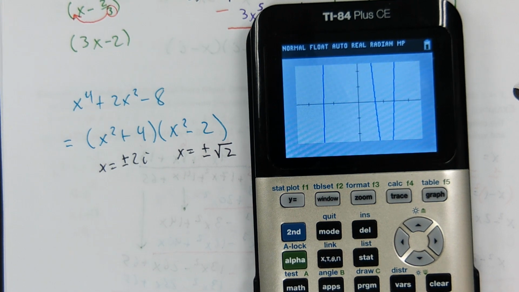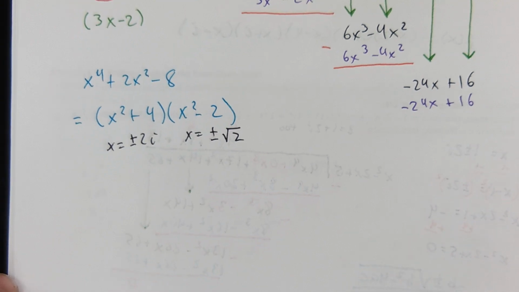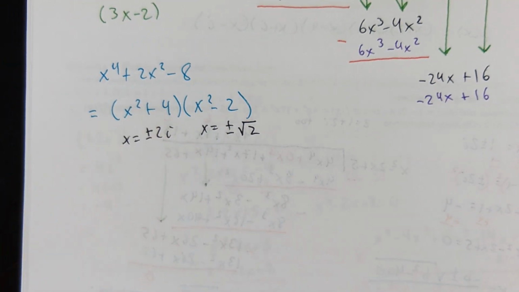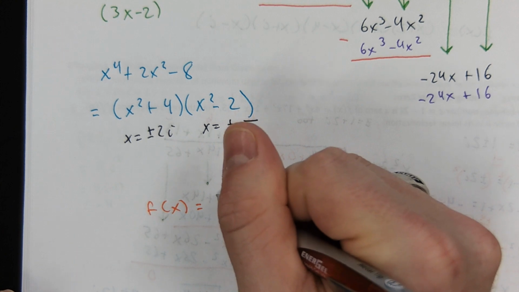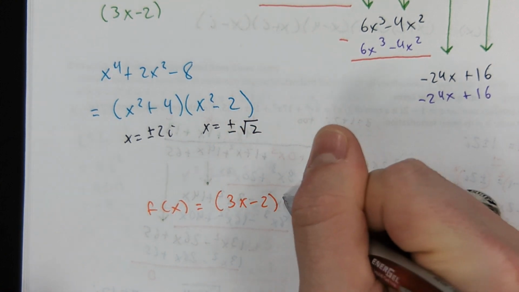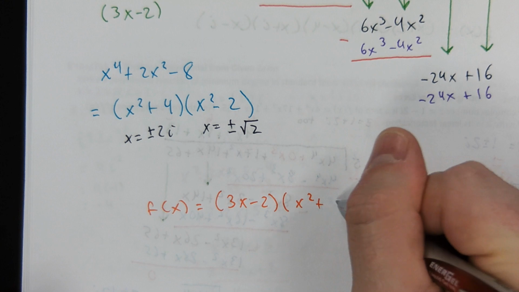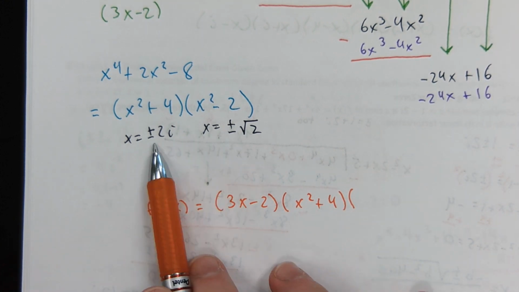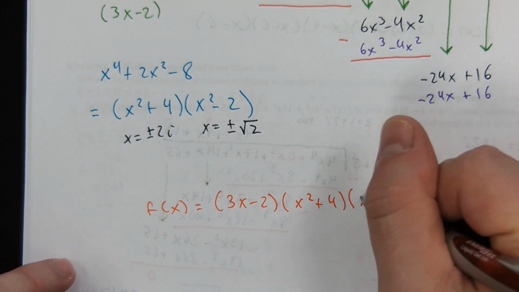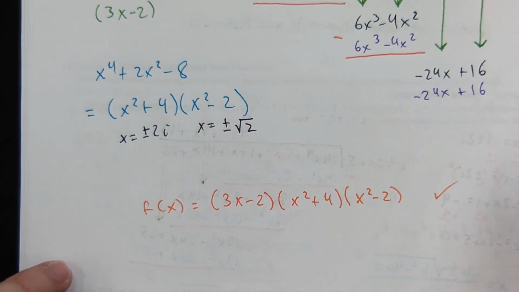So the reason why 1.5 didn't work is because those two results are actually at positive and negative square root of 2, which is right around the 1.41 mark. That means both of these are irreducible quadratics, and our final result is f of x equals 3x minus 2, and then our two irreducible quadratics. If I was asked to put it in linear factorization, I would have to use all 5, and I would have to use both of these, but that's not what it said, so we're finished here.